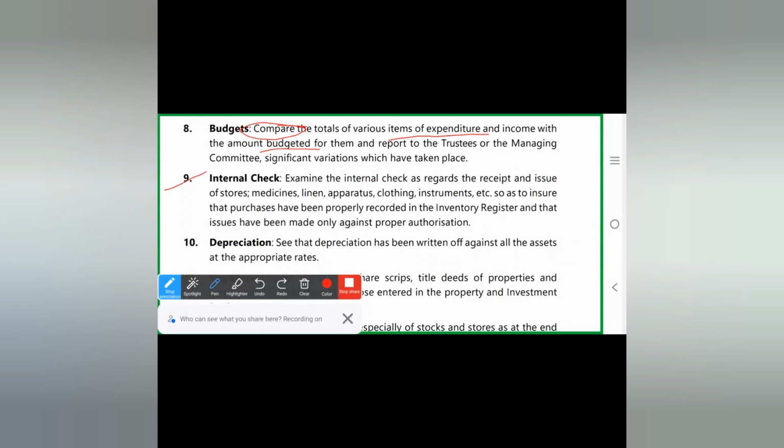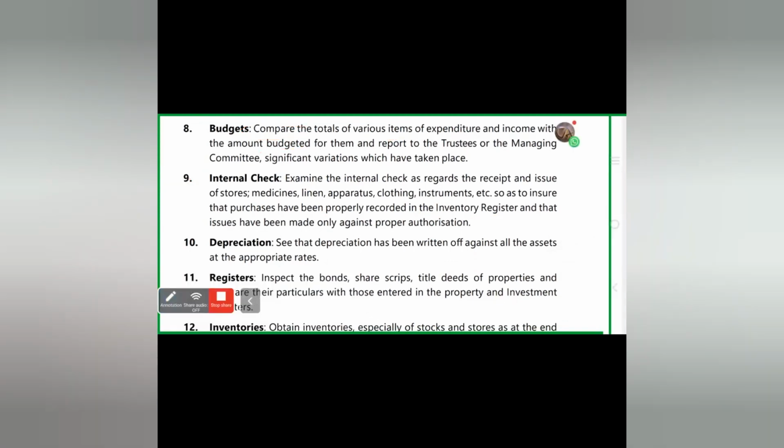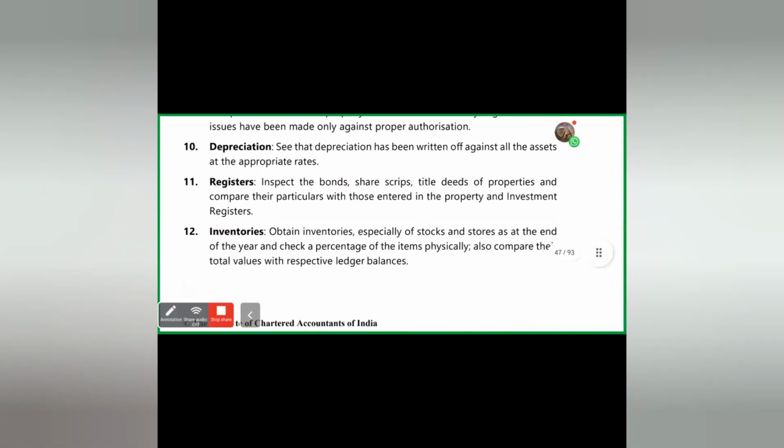Then internal check: examine the internal check as regards the receipt and issue of stores, medicines, linen, apparatus, clothing, instruments, etc. to ensure that purchases have been properly recorded in the inventory register. In case of depreciation, see that depreciation has been written off against all assets at appropriate rates.